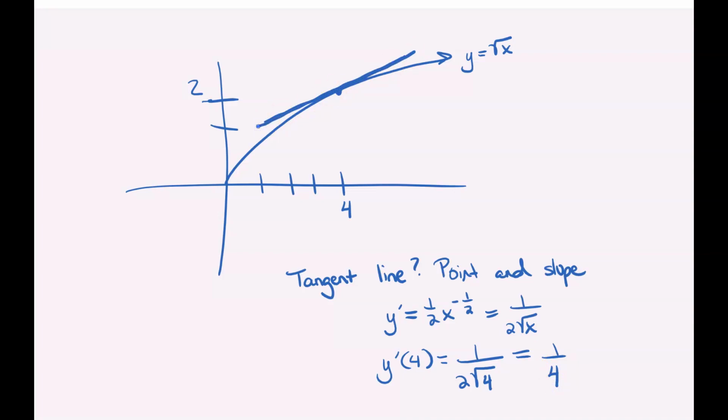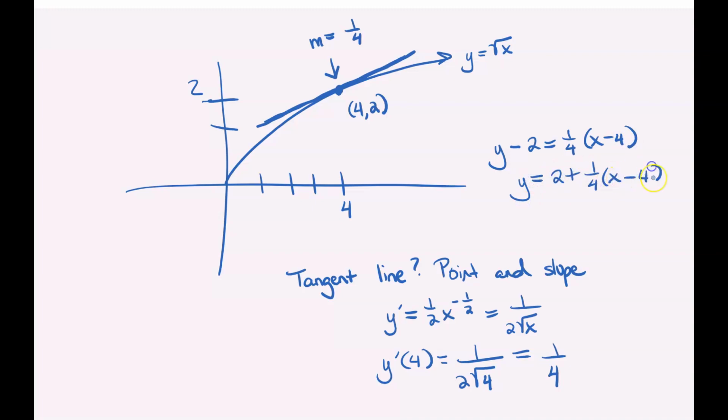So this line would be, here's my point 4, 2, and my slope right here is 1/4. So I could come up with the equation for that line. It would be y minus 2 equals 1/4 times x minus 4. Or, what we're going to see today, I'm going to add the 2 to the other side. So there's the equation of this line.